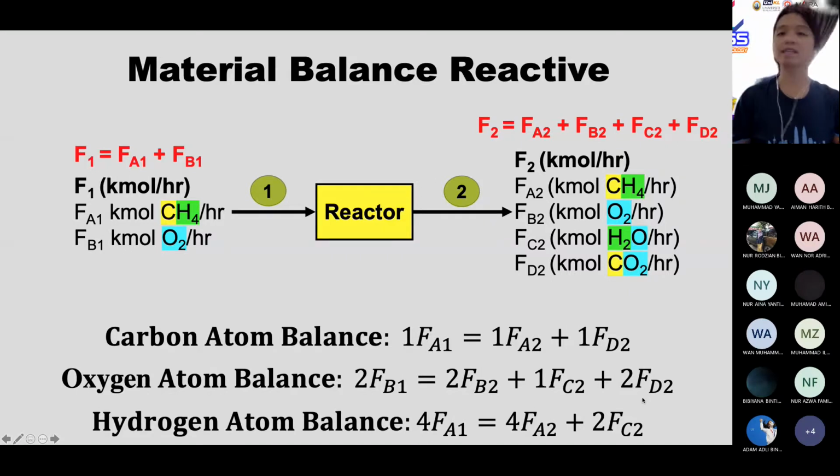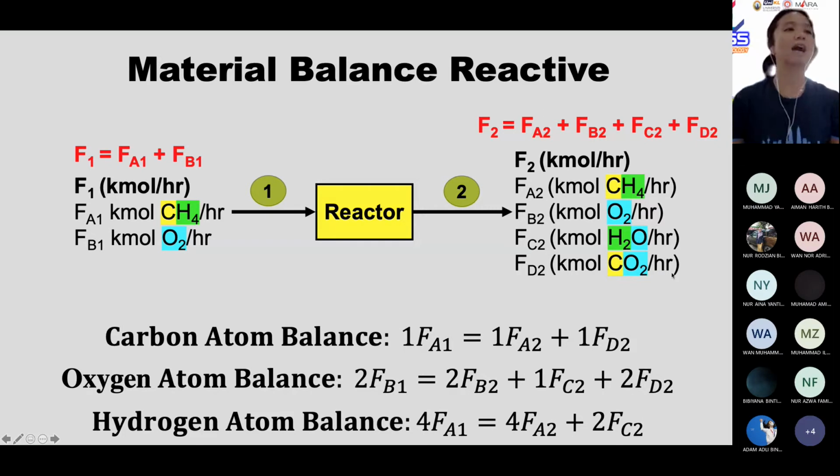Done. Okay, so next, hydrogen atom balance. So for the hydrogen atom balance, at the inlet, the hydrogen atom comes from methane, CH4. In one molecule of methane, in one molecule of CH4, there are 4 hydrogen atoms. So 4 multiplied by FA1.